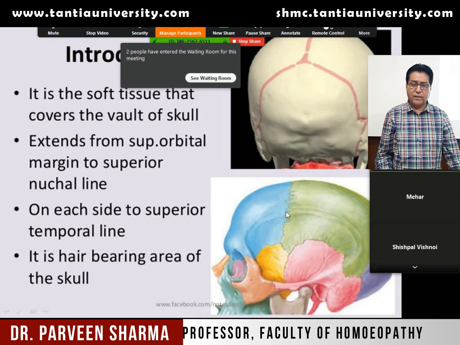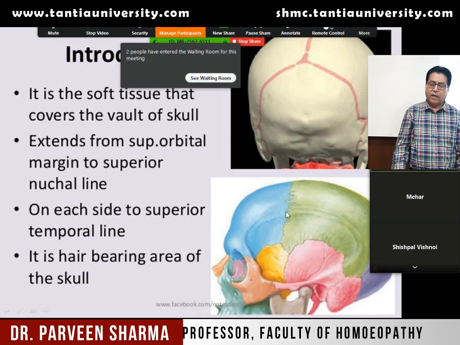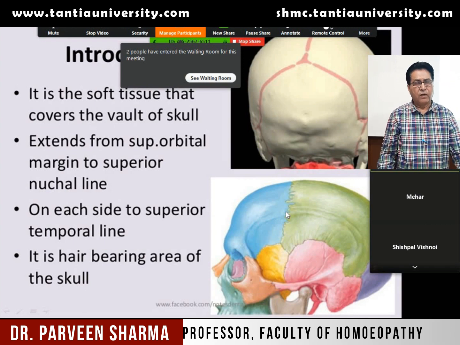So the scalp is made up of 5 layers, SCALP. S for skin, C for close network of subcutaneous tissue, A for aponeurosis.